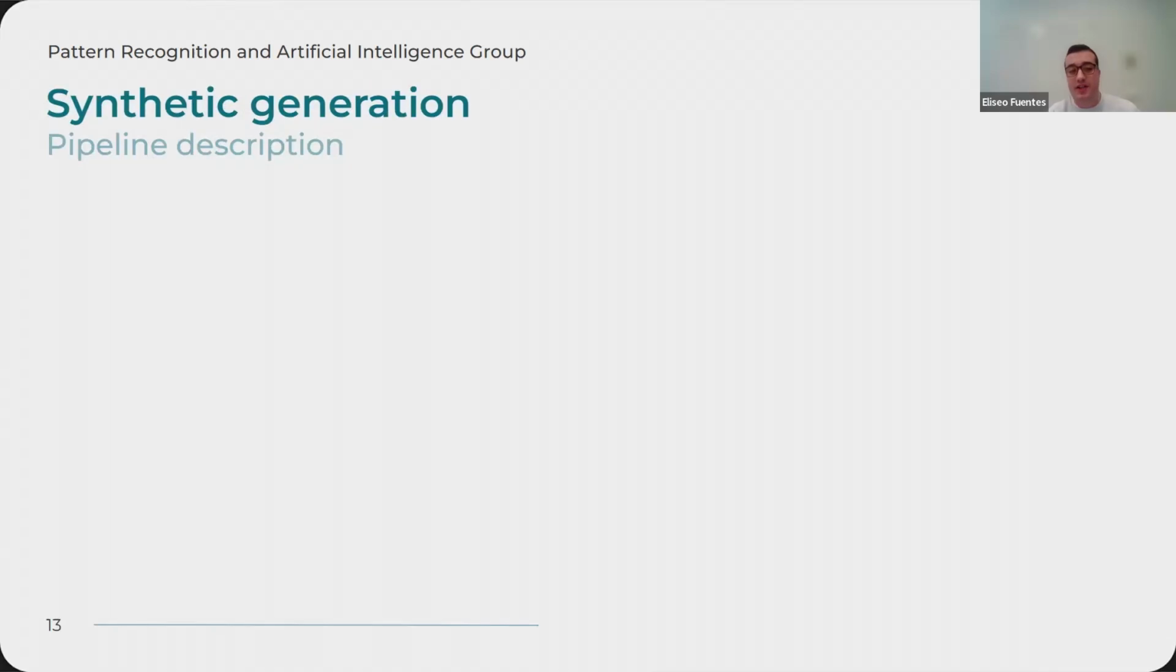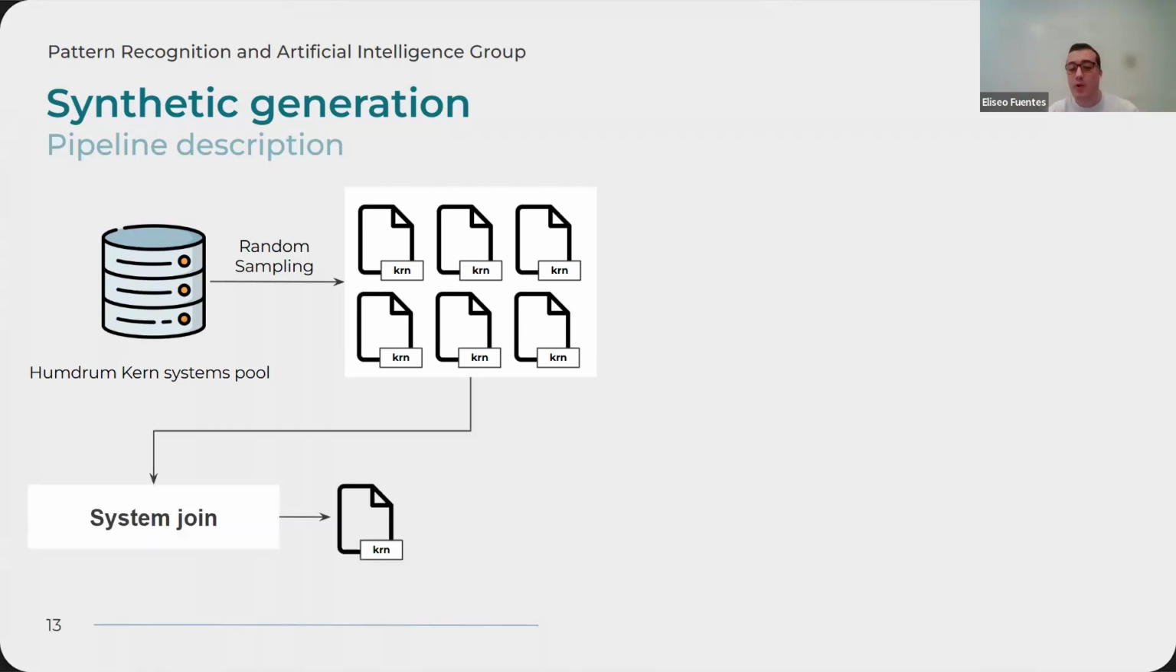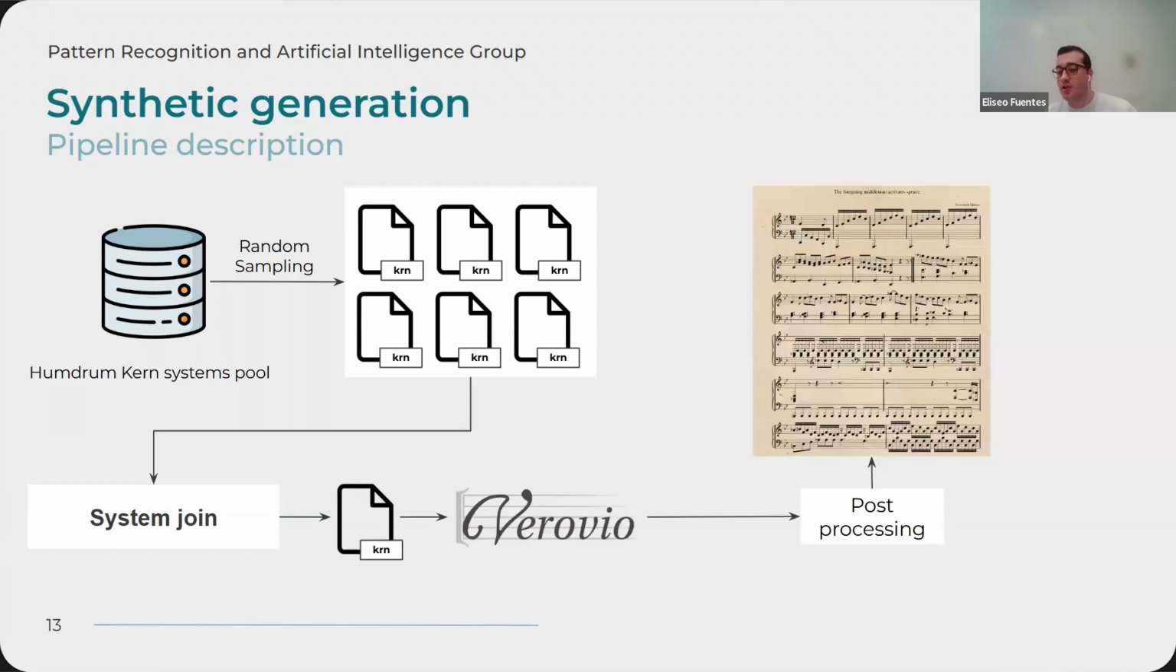So the synthetic generation is very straightforward. We have a **kern system pool, which is the Grandstaff dataset, and we perform random sampling through them. We sample many **kern systems, and we join them through an automatic algorithm. So we produce a single **kern file. This is rendered with Verovio, and then we perform some post-processing to add some realism to the images, such as textures, title, authors, some distortions.